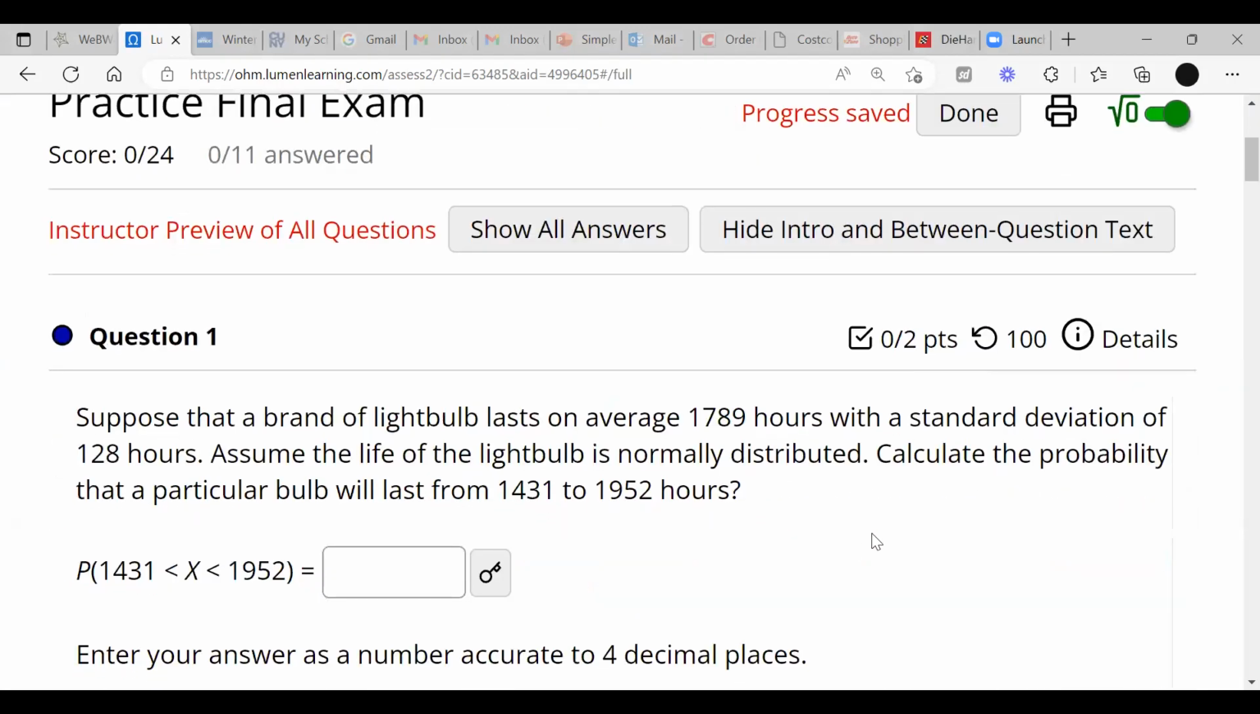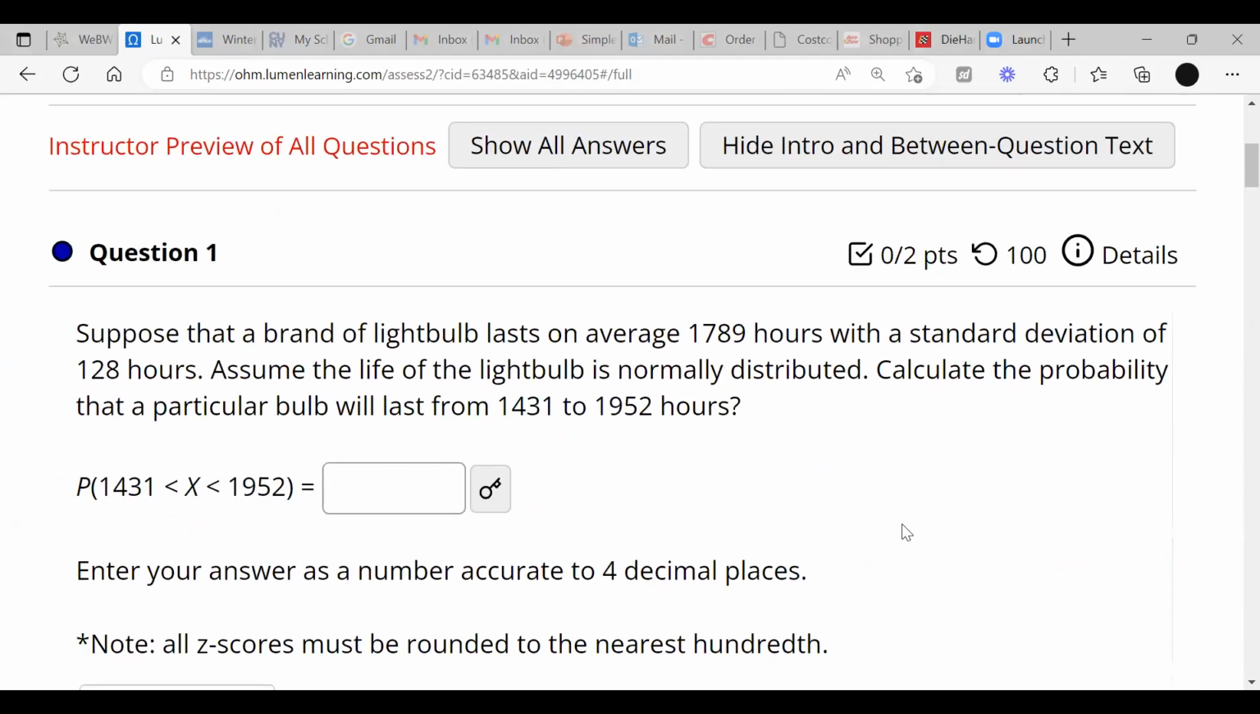Suppose a brand new light bulb runs on average 1,789 hours with a standard deviation of 120 hours. I want to find the probability that it lasts in between 1,431 hours and 1,952 hours. First of all, we're going to draw the bell curve and try to visualize this.